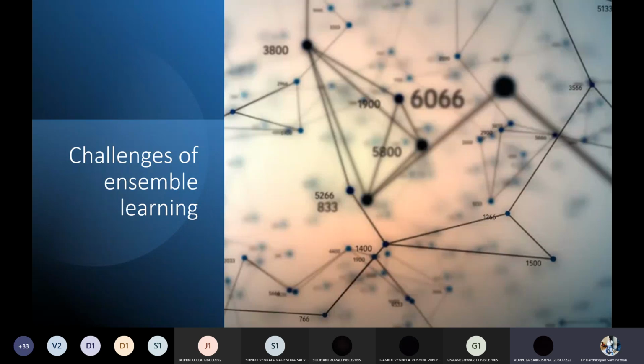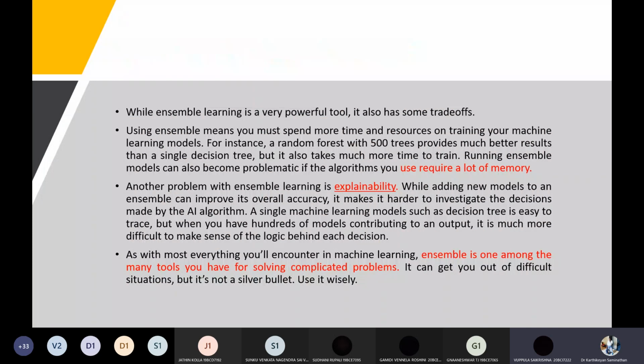Challenges of ensemble algorithms overall. One is it requires more memory because you need to store and train the models. Another one is explainability. While adding new models to an ensemble can improve its overall accuracy, at the same time it makes it harder to investigate the decisions made by the AI algorithm. So you need to wait for all the AI algorithms to be clarified, explained, and trained. So one is a lot of memory, another one is explainability.